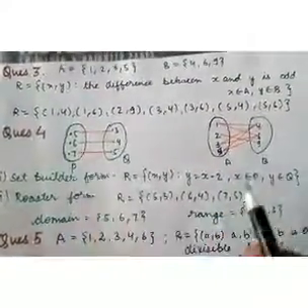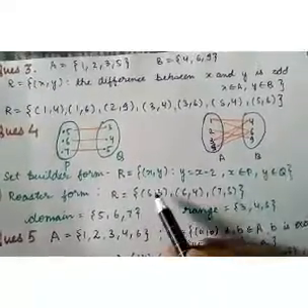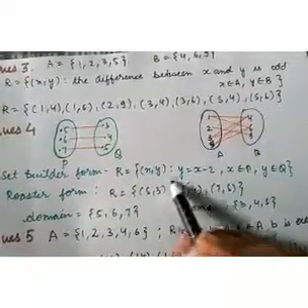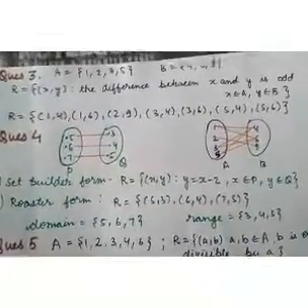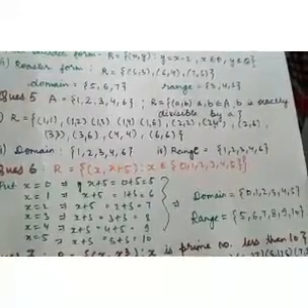Now in roster form we can write this: 5, 3, 6, 4, 7, 5. Sorry, domain will be 5, 6, 7, and range will be the set of second elements, that is 3, 4 and 5. So I hope this concept is clear to you, what is a domain, what is a range, and what is a codomain. So question number 5 is also similar to all these questions, so you will try to solve it on your own. Now I will explain question number 6.